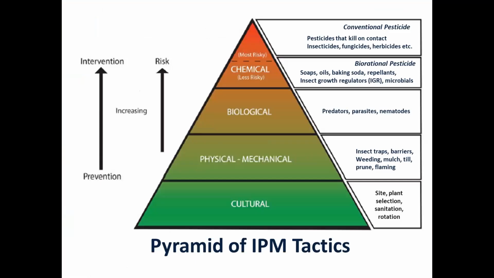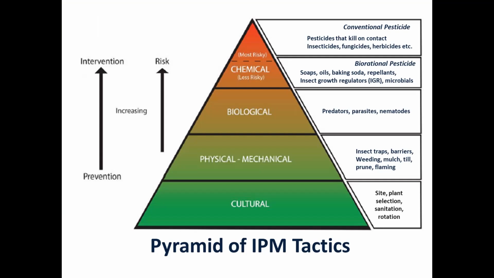Okay, so this is an IPM pyramid, and it's an easy way to just visually look at that. And you can see the cultural, physical, mechanical, biological, and chemical uses. So just like the food pyramid, you've got your IPM pyramid. So at the bottom with cultural, choosing where you're going to put your plants. So site, best plant, right place, plant selection, sanitation, getting all the dead stuff out, and rotation within a garden. So don't always plant the same thing in the same spot. Physical and mechanical, insect traps, barriers, weeding, mulch, tilling and pruning, that kind of stuff.